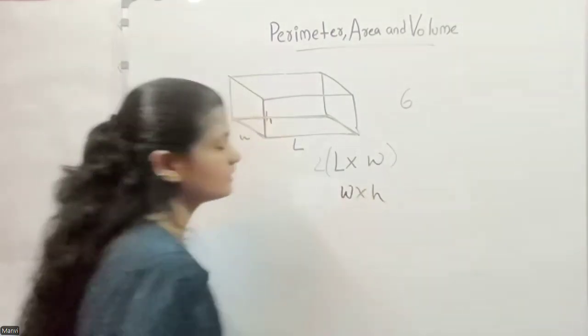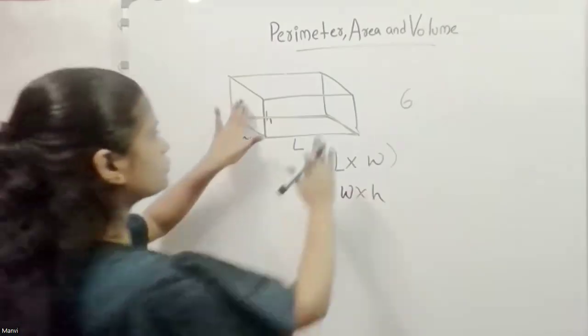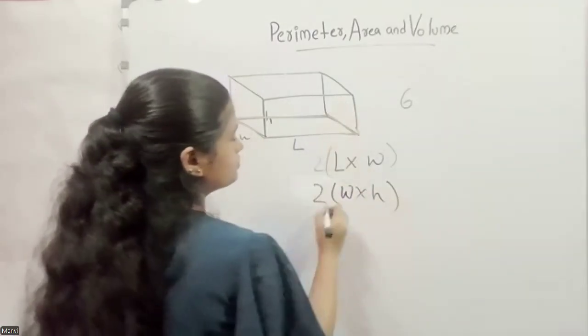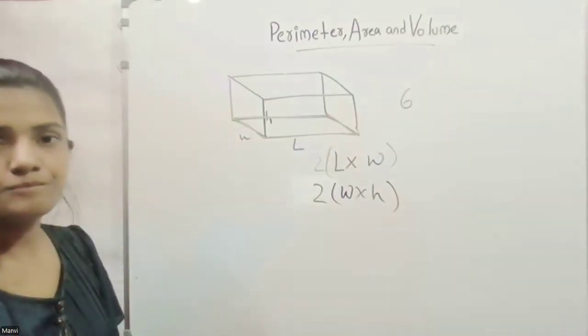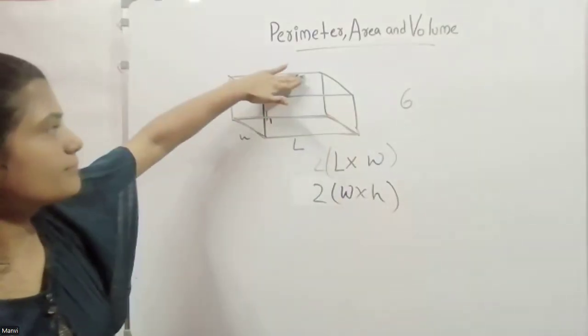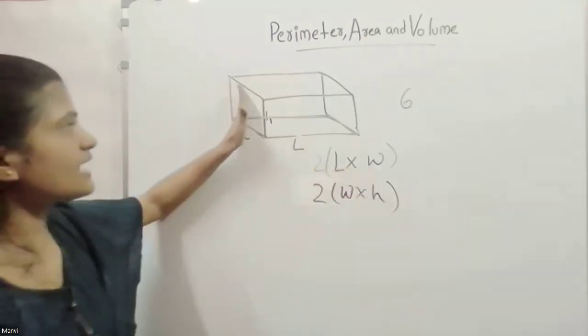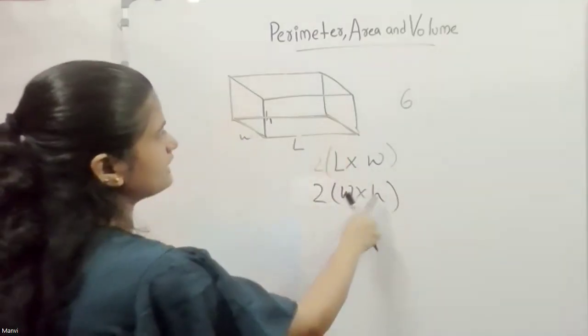Width times width, height. So we have two faces that look the same, so we multiply this by 2. Now for this top and bottom, we calculated length times width. For this side and that side, we calculated width times height.